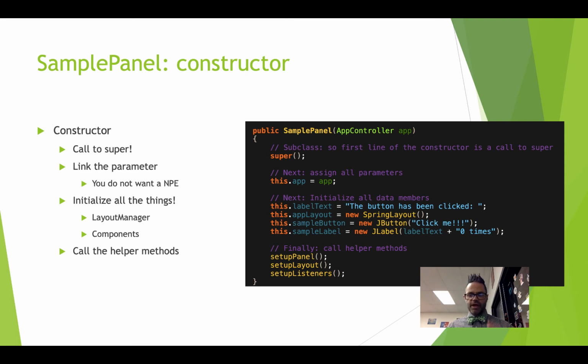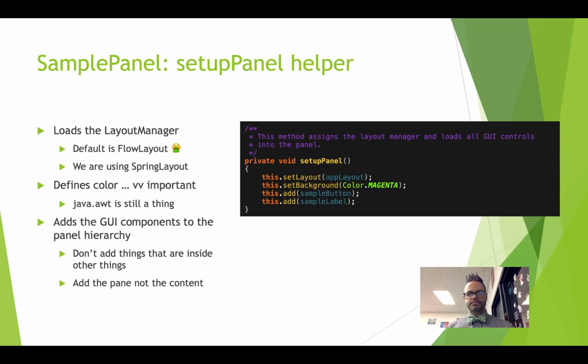Initialize all the data members, and so we want to make sure I do the text first, because that way I can use the text inside other parameters and have that be available right there. And so this.appLayout is new SpringLayout, then the JButton, and then the sample label, have those right there. And I want to make sure I call all my helper methods. Now the order of the helper methods does matter. So setupPanel first, then take care of the layout, then take care of the listeners. So first thing we do is we make sure we put the pieces in the structure, then we do it with the layout of the structure, and finally we make sure the structure does stuff. That's what we're going for, and that's what we're going to work with.